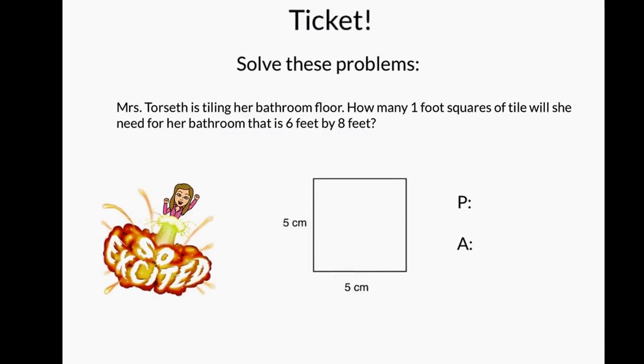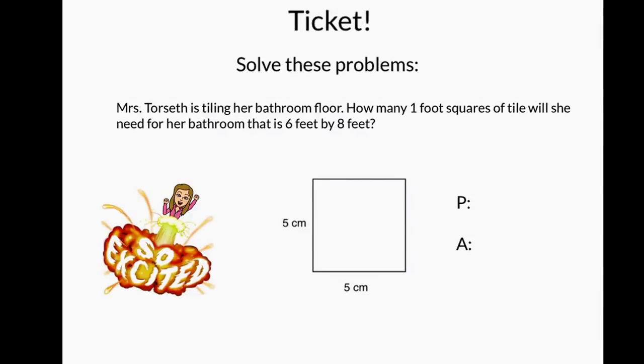Now, ladies and gents, I know that you are so excited to try it on your own. So you have your very own ticket. 2 problems for you to solve. The first one says, Mrs. Torseth is tiling her bathroom floor. How many 1-foot squares of tile will she need for her bathroom that is 6 feet by 8 feet?